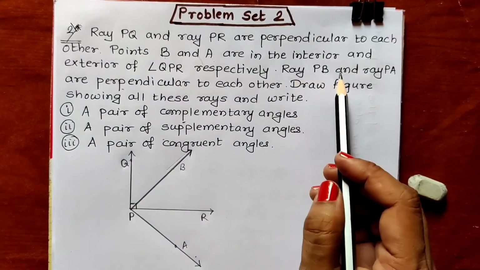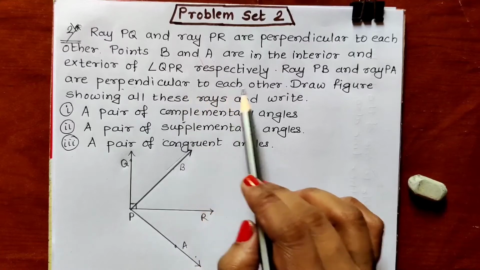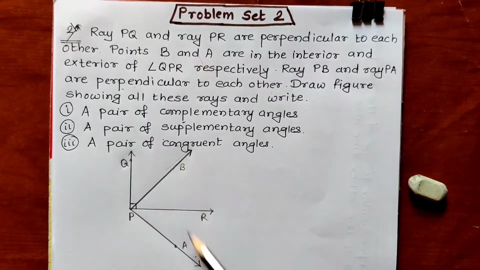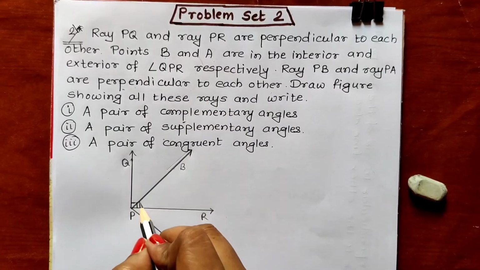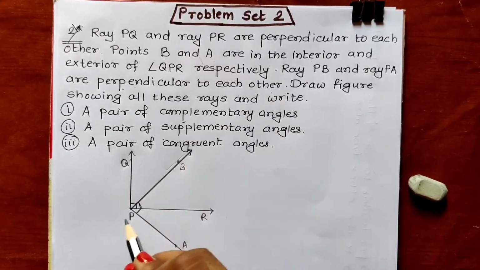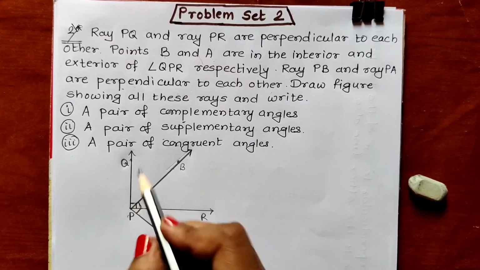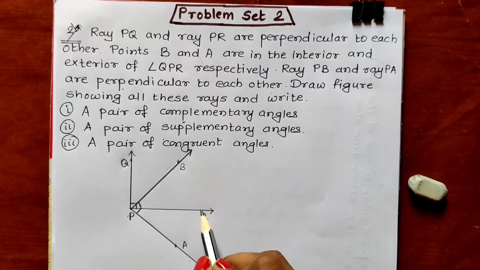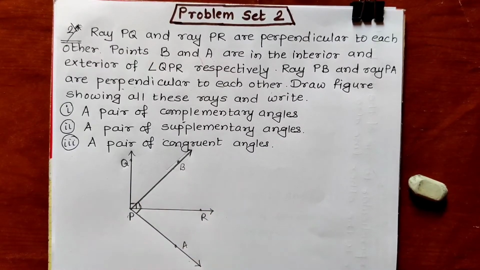Now what is next? Ray PA and ray PB are perpendicular to each other. That means PB and PA are also perpendicular, so here also a 90 degree angle is formed. That means angle BPA is also 90 degree and angle QPR is also 90 degree. So in this way we have done our construction.